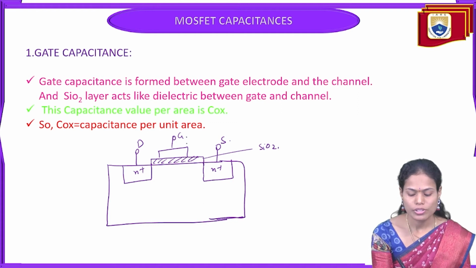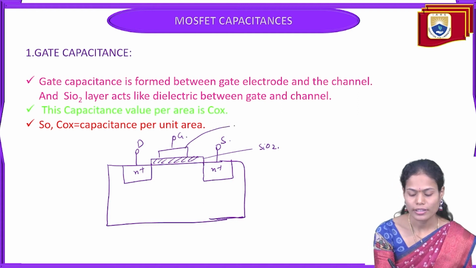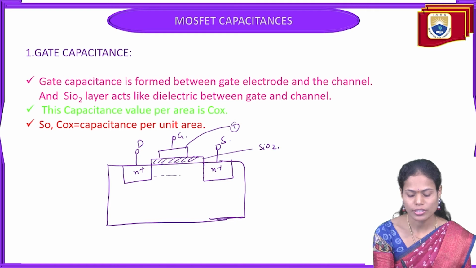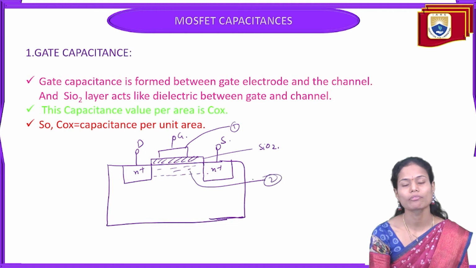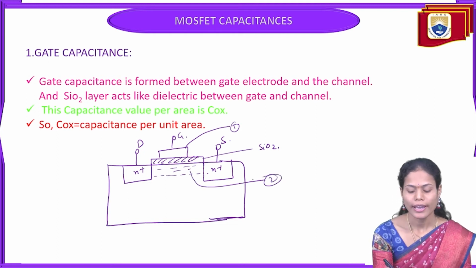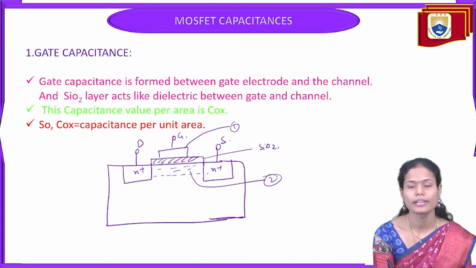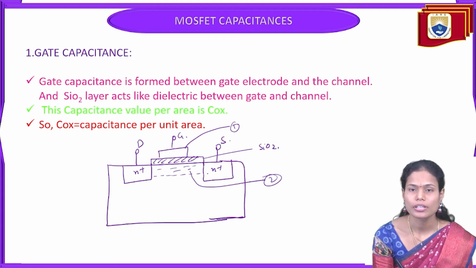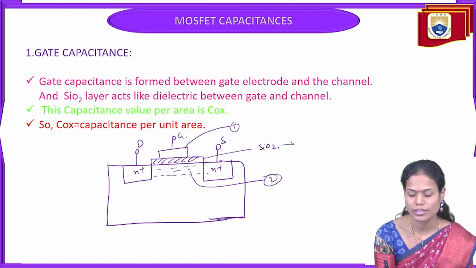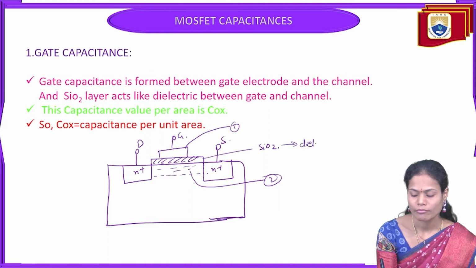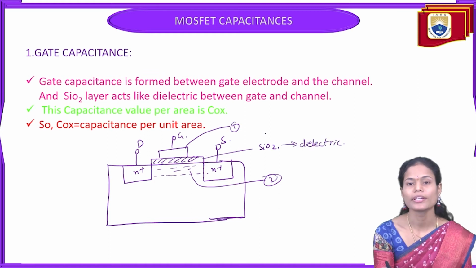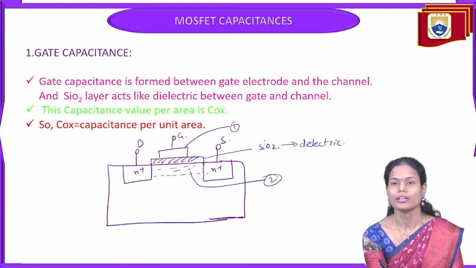This gate terminal acts like one of the plates or electrodes of the capacitor, and the channel existing between the source and drain terminals acts like one more electrode or plate of the capacitor. And the silicon dioxide layer which we utilize in the construction of the MOSFET acts like a dielectric medium between the gate and channel of the MOSFET.